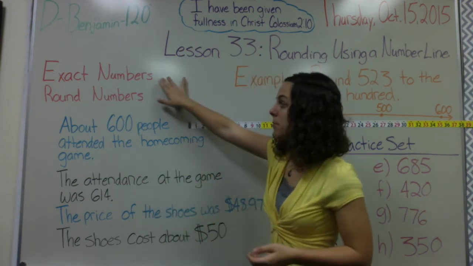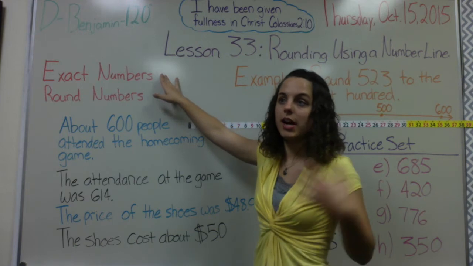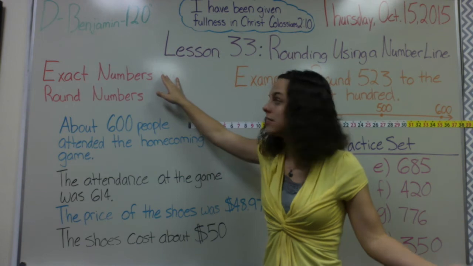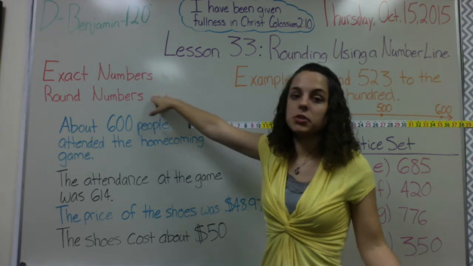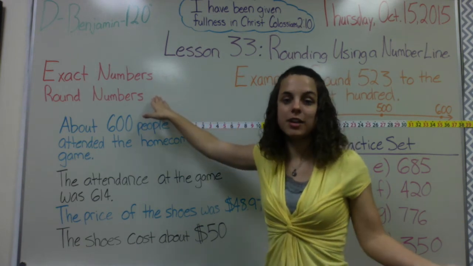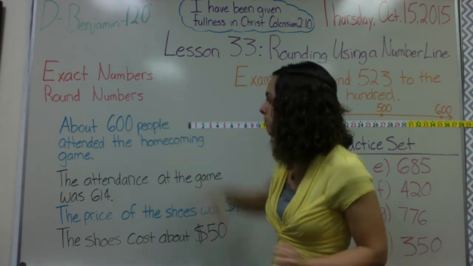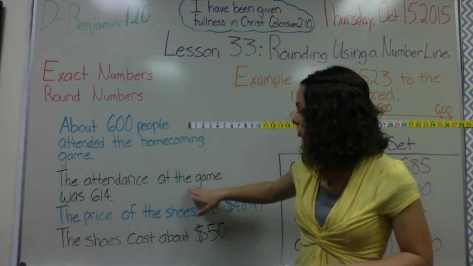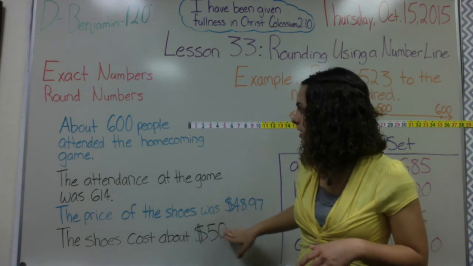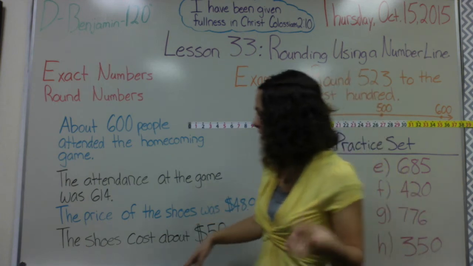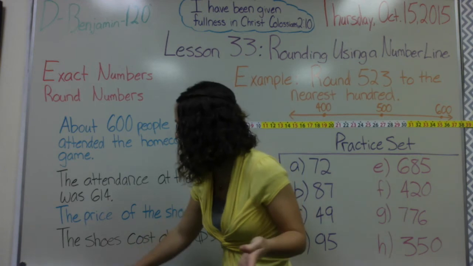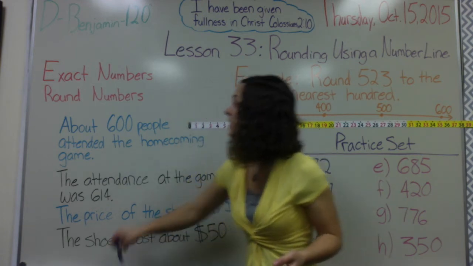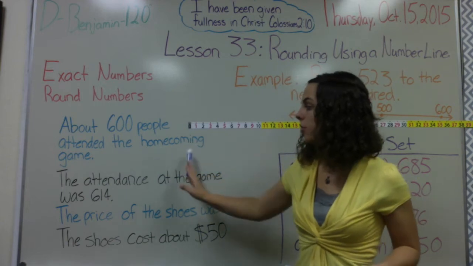So we have exact numbers, such as we have exactly 29 kids in the 5th grade this year. Rounded numbers would say we have about 30 kids in the 5th grade this year. So these different statements show either rounded numbers or exact numbers, and we're going to determine which is which. The first one says about 600 people attended the homecoming game.